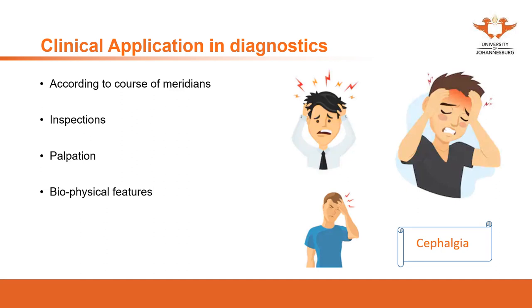Sometimes there is an abnormality in the flow of a certain meridian, and then we can see there is an abnormality of the meridian, or even of the organs. Also there are some biophysical features of the meridian. For instance, cephalgia is another term for headache. The first gentleman suffered headache from the side of the head, which is where his hands were holding. And this gentleman suffered headache from the front of the head, the red part.